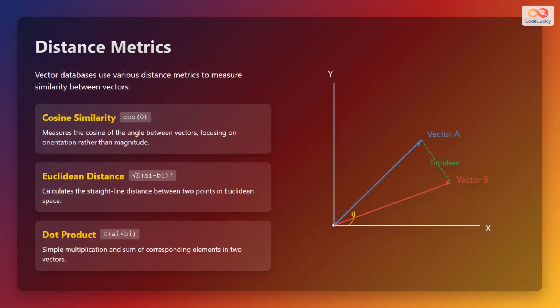Vector databases use various distance metrics to measure similarity between vectors. Let's start with cosine similarity, which measures the cosine of the angle between vectors, focusing on orientation rather than magnitude, and the formula is cosine theta. Then we have Euclidean distance, which calculates the straight line distance between 2 points in Euclidean space, and the formula is square root of sigma of ai minus bi squared. And finally, dot product, which is a simple multiplication and sum of corresponding elements in two vectors, and the formula is sigma of ai multiplied by bi.